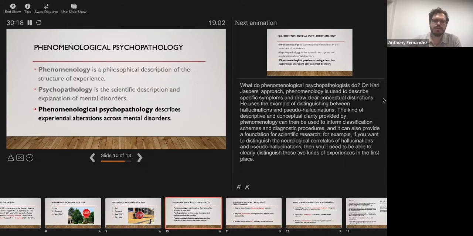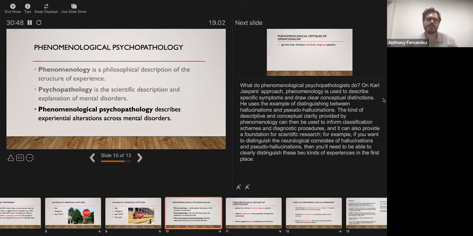So there's this field that develops already early in the 20th century with the work of Karl Jaspers around 1912, 1913, but it's still going on to today, called Phenomenological Psychopathology. And this field is primarily concerned with describing in a very rigorous and systematic way what these experiential alterations are like. So describing what the experience of delusion is actually like, what an experience of hallucination is actually like, what a depressed mood is, and so on.